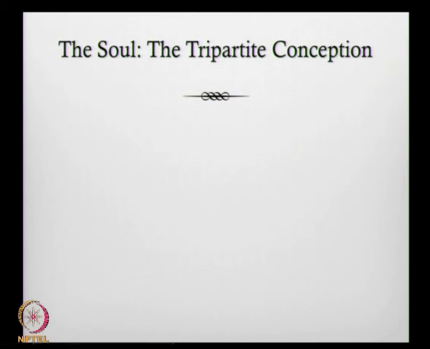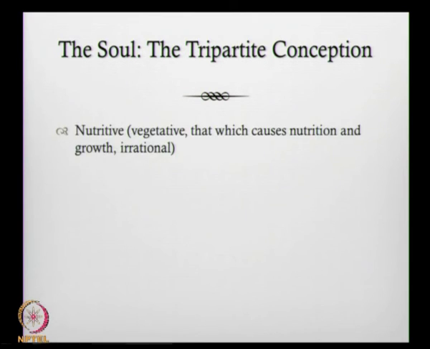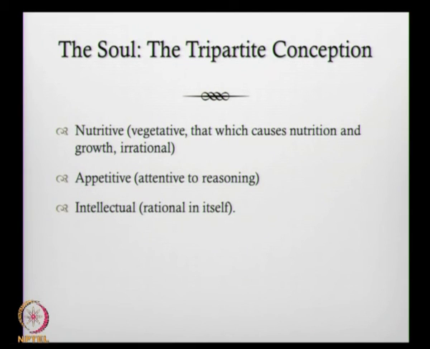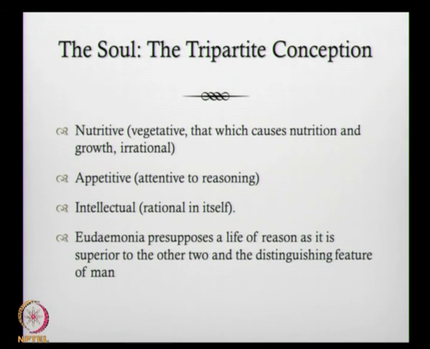And it is in this context, as I have already touched upon, that the tripartite conception of the human soul is important. It has a nutritive, vegetative part, that which causes nutrition and growth, which is fundamentally irrational. Then you have the appetitive, which is attentive to reasoning, and finally the intellectual, rational in itself. So eudaimonia presupposes a life of reason, as it is superior to the other two and the distinguishing feature of man. So what is the distinguishing feature of man? That man is capable of a life of reason.